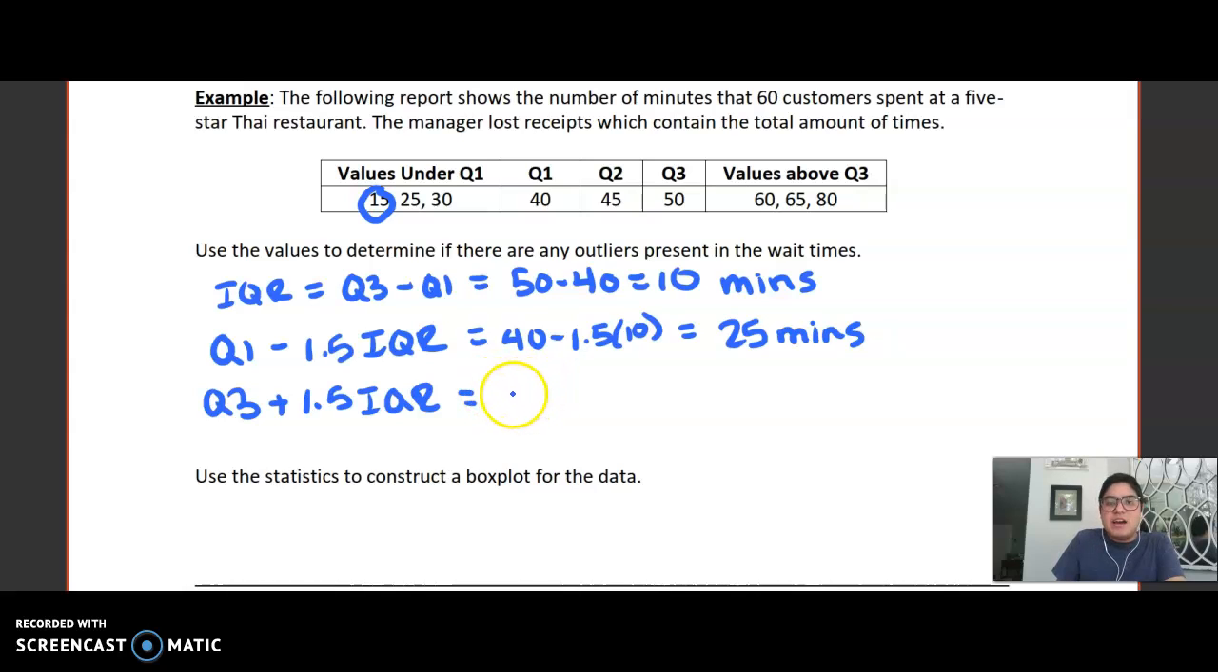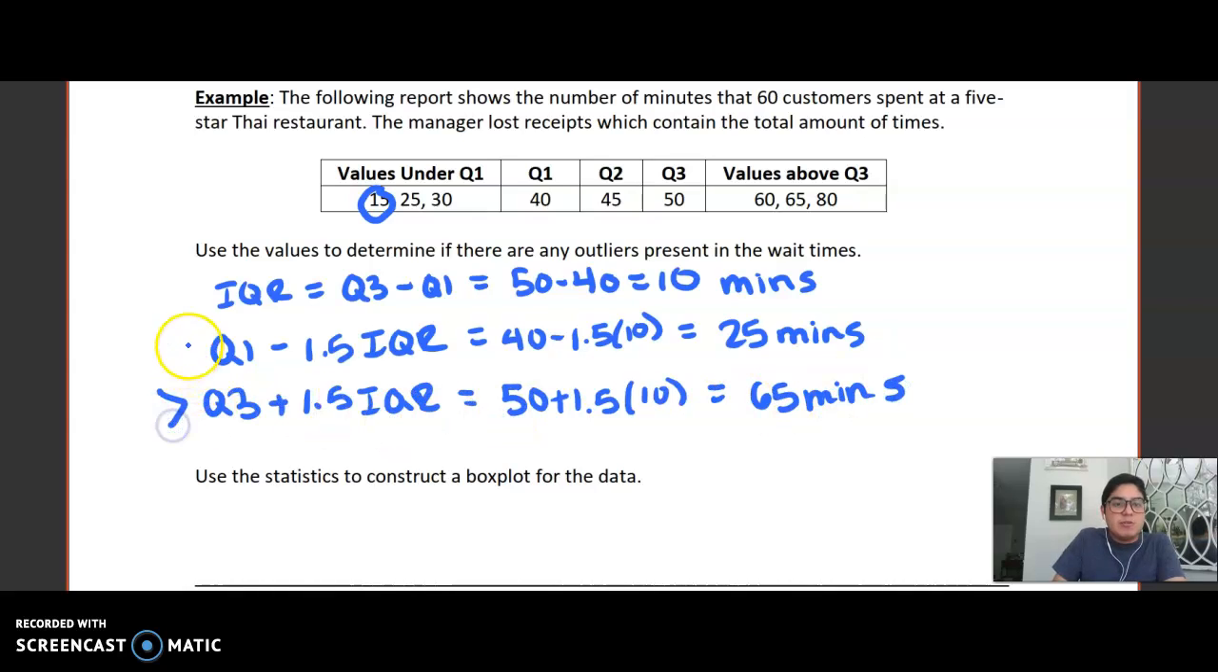Here, let's see if there's any upper outliers. So I'm going to take 50 plus 1.5 times 10. So anything above 65 minutes is going to be considered an upper outlier. So here's 65. We have an upper outlier at 80 minutes for wait time since this exceeds the upper fence of 65 minutes. So just remember, you're answering, you're providing context, and you're explaining why. So these are outliers because they're outside of the fence values.